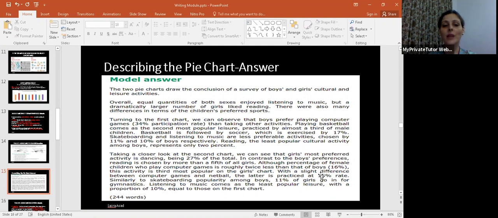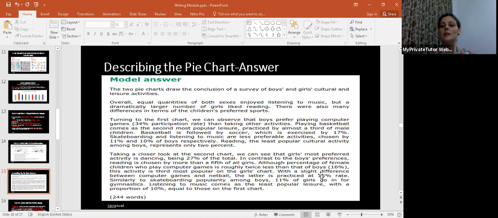Now, in the third paragraph, turning to the first chart, because they have given you two. Now describe the first one in detail. Turning to the first chart, we can observe that boys prefer playing computer games. There was a percentage mentioned also, so mention it here. Then taking other activities. Playing basketball comes as the second most popular, practiced by almost a third of male children. Basketball is followed by soccer, which is exercised by 17%. Skateboarding and listening to music are less preferable activities, chosen by 11% and 10% of boys respectively. Reading, the least popular cultural activity among boys, represents only 2%.